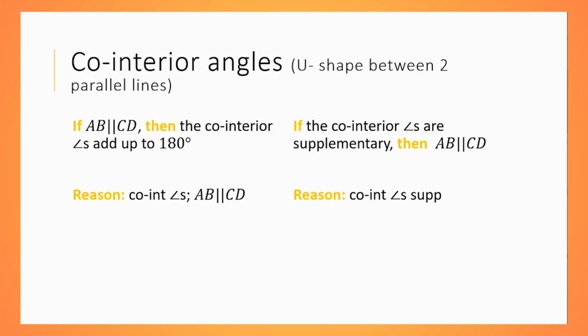And now for our last property that we look for when we are given parallel lines, or how we can prove parallel lines, is co-interior angles. So co-interior angles is a U shape, but it works a little bit different. So co-interior angles are not equal to one another. They're actually supplementary, meaning they add up to 180.